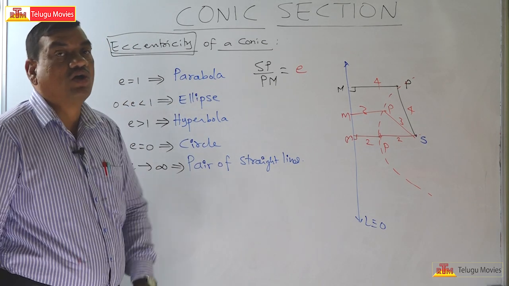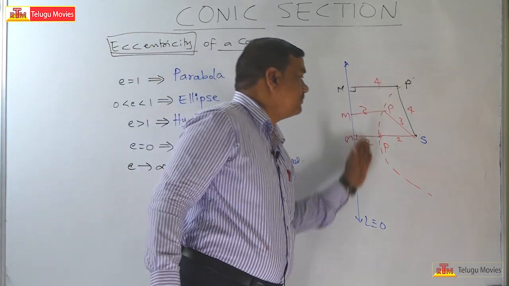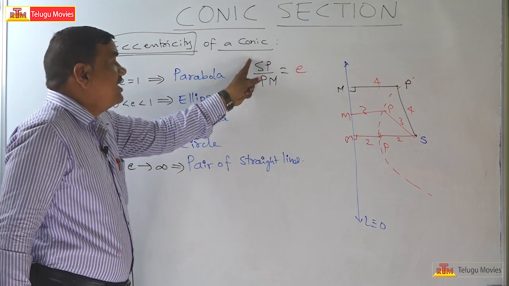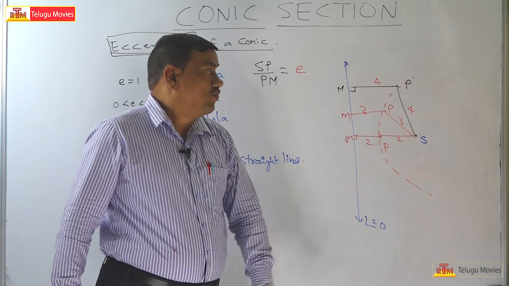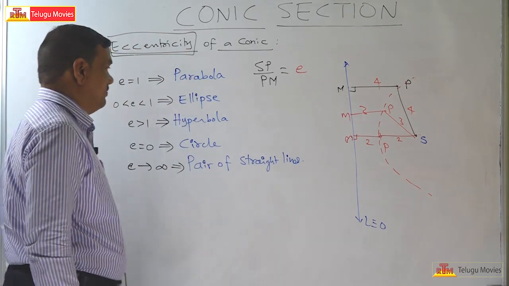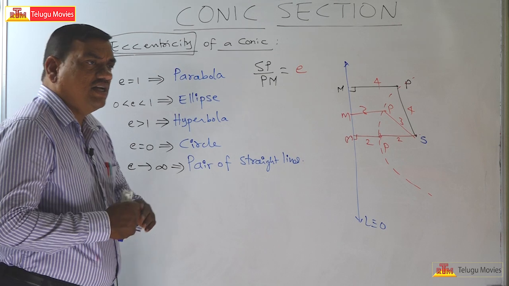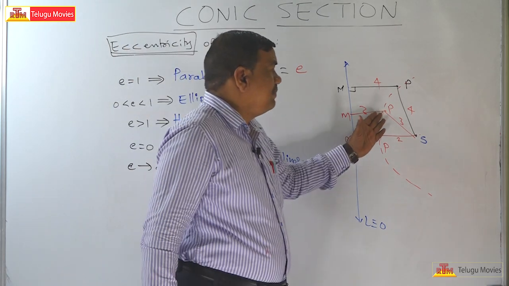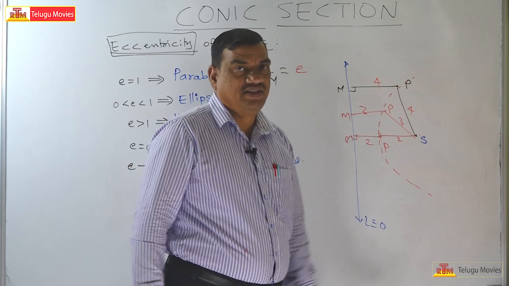The name of that curve is given as parabola. So, the curve name is given as parabola, and the condition is what? SP by PM value should be equal to 1. Second one: it does not always stay the same in all cases, we don't know. Why? Because P is a variable point, it moves like anything.